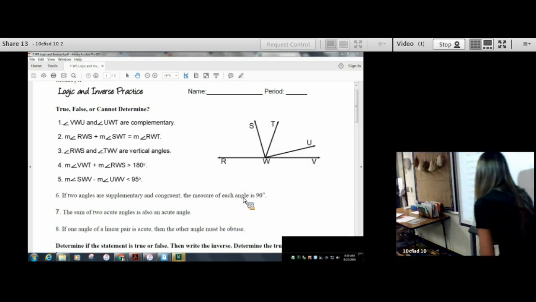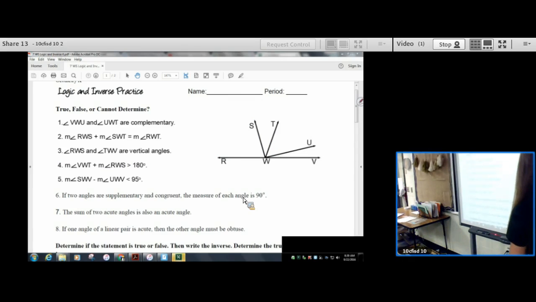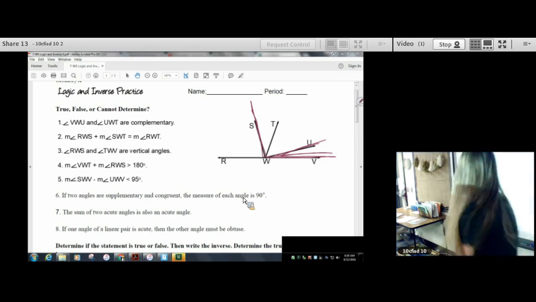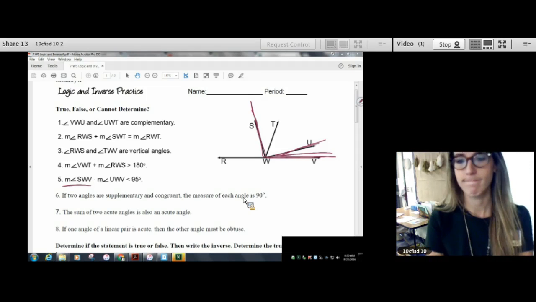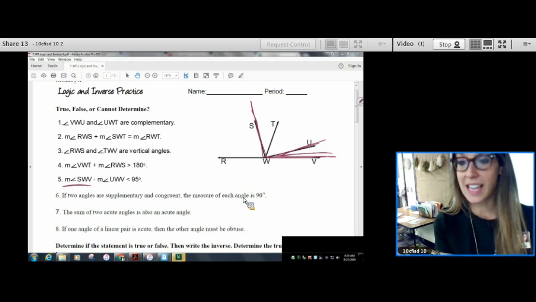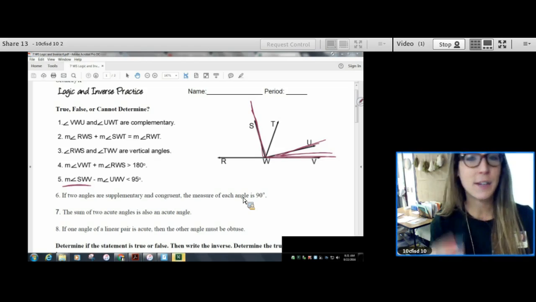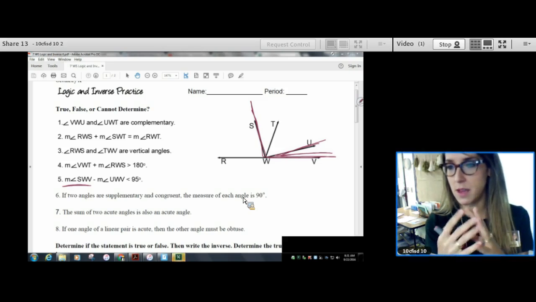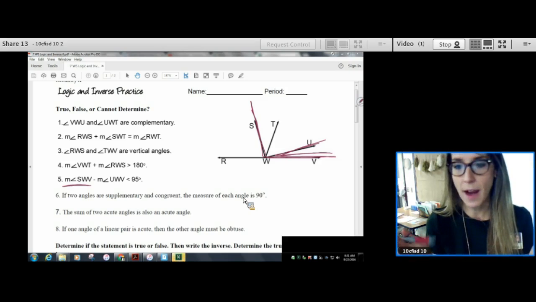Next one. The measure of angle SWV minus UWV is less than 95. Okay, here's the deal. What do we know about angle SWV? Nothing. We know it's less than 180. We know it's greater than 0. We know it's somewhere between 0 and 180. We cannot assume it's obtuse. Cannot assume it's a certain degree, right?